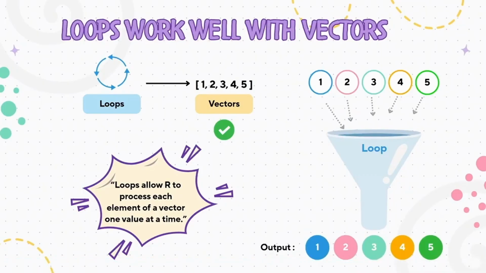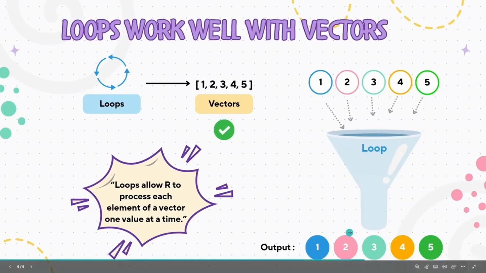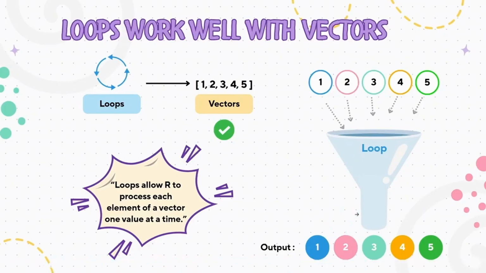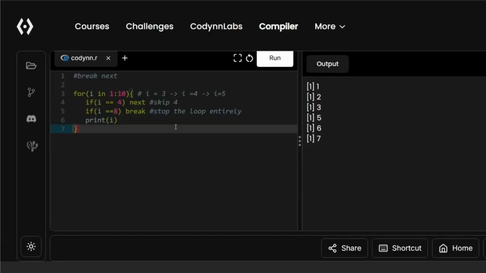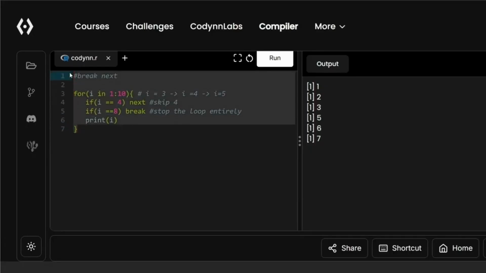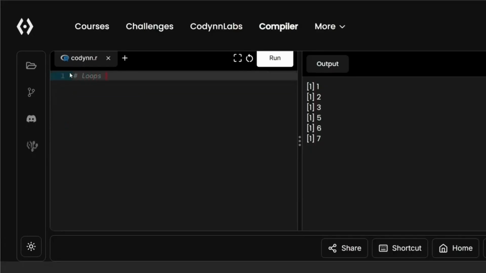In the next example, we will see how a loop checks each number inside of a vector and responds differently depending upon its value. So let's head inside of our compiler now. So let's remove this and let's talk about loops with vectors. So for that, I'll create a vector with the combine function, and we will store a value.